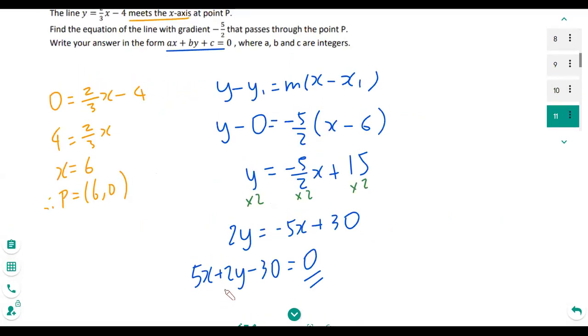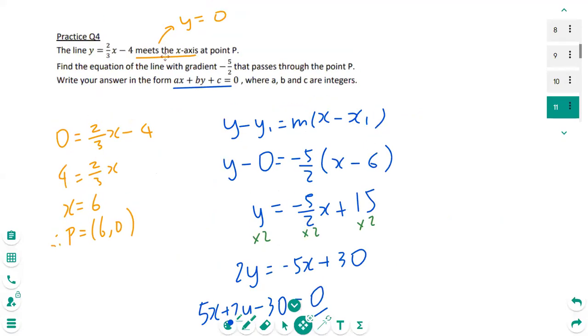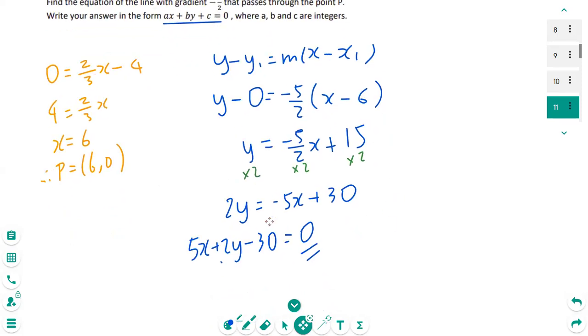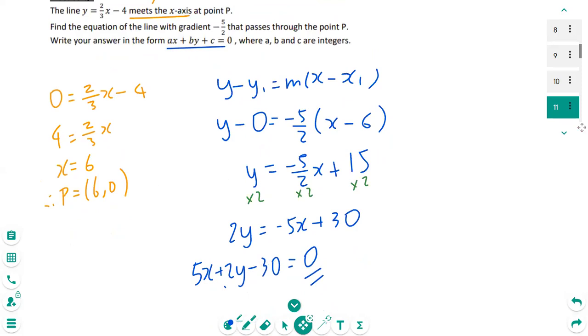So here's the final answer. Meets the x-axis means y is 0. So first thing I do is substitute y equals 0 into the equation, and I found x is 6. Then I can use the formula y minus y1 equals m(x minus x1). Solve it. The question wanted the answer in full integers, so I multiply everything by 2 and move everything to one side equals 0. Right? Next one.